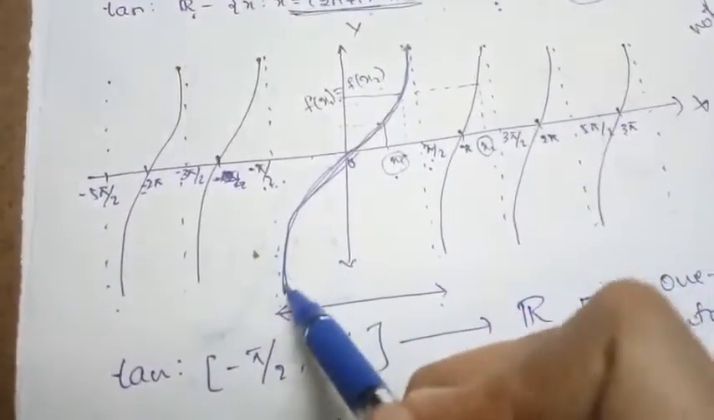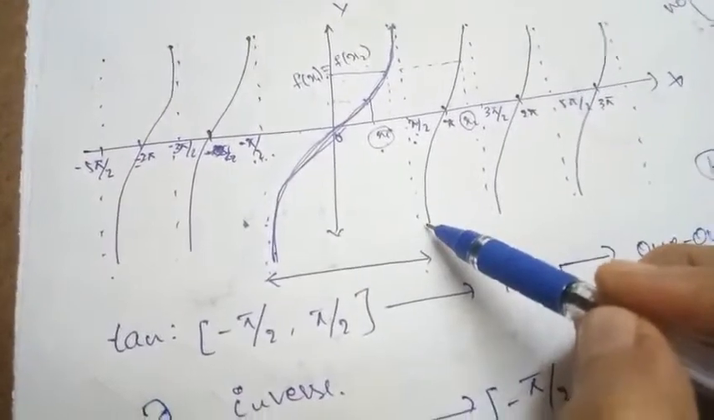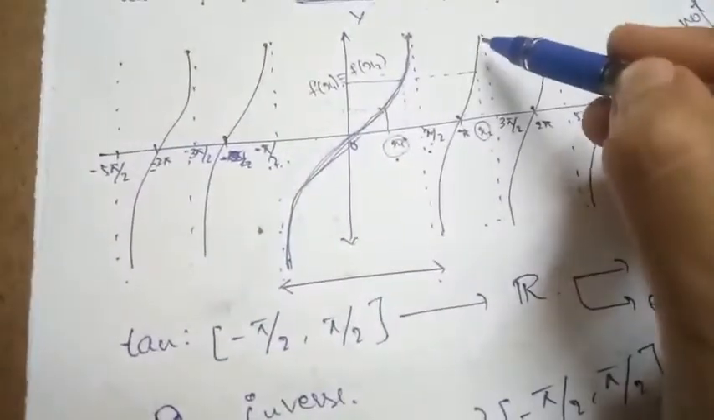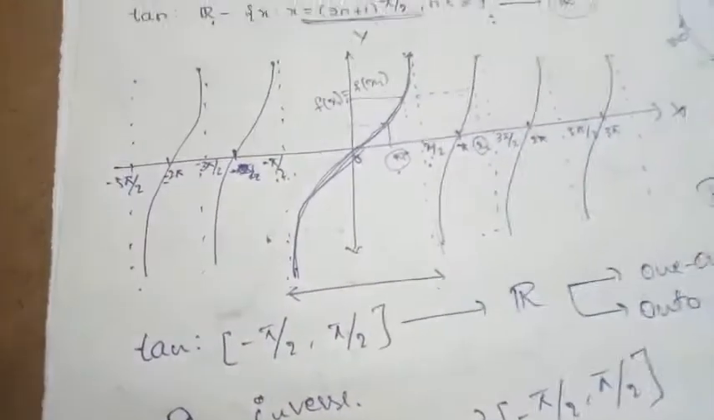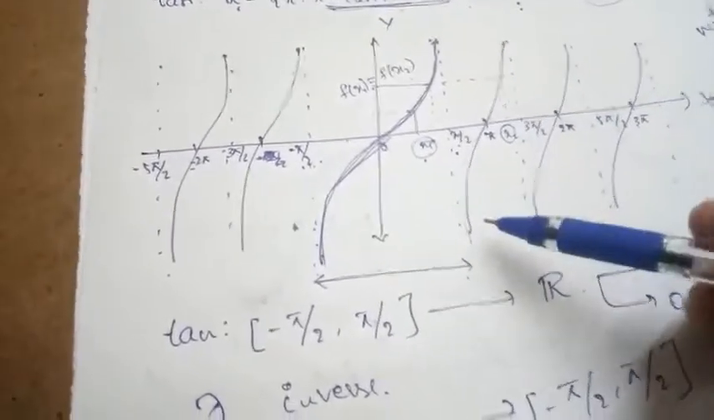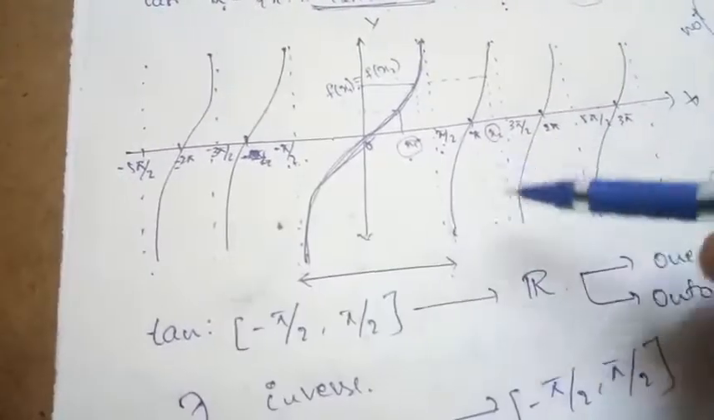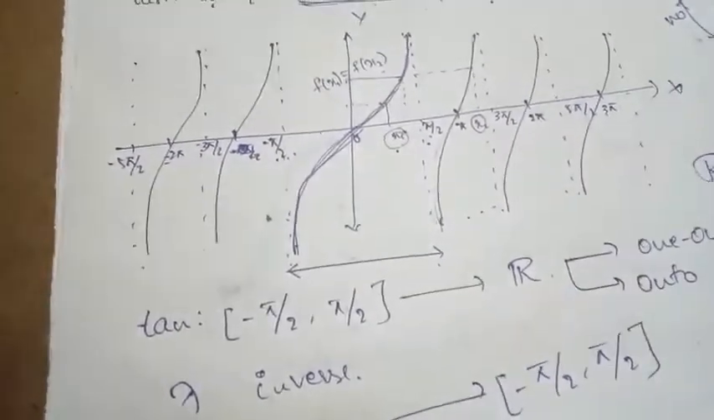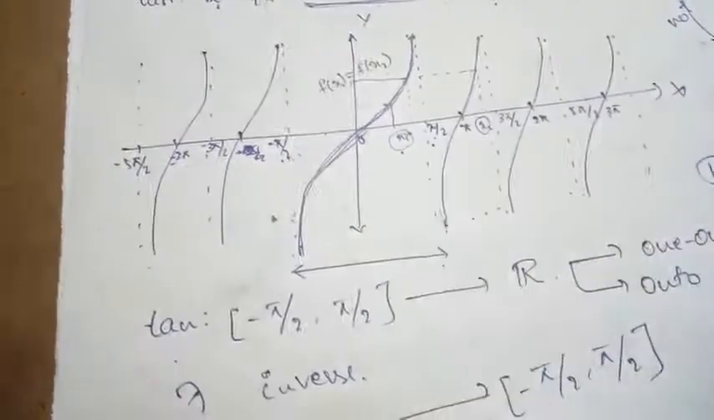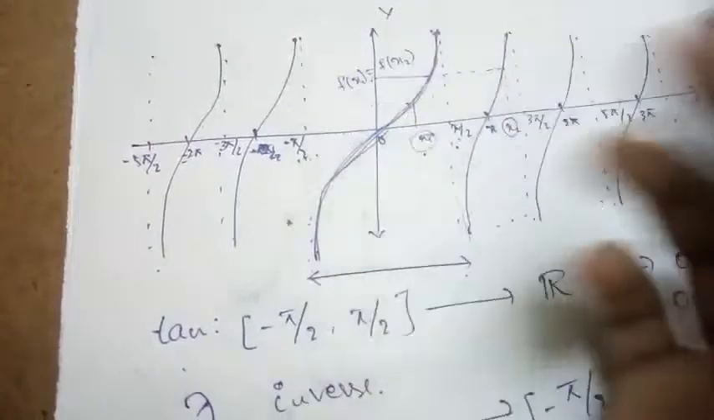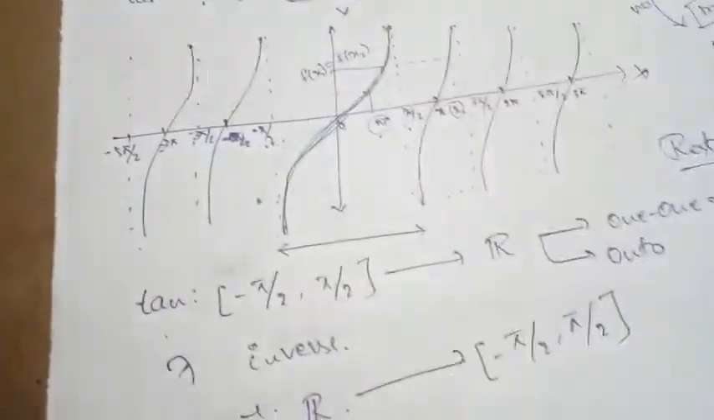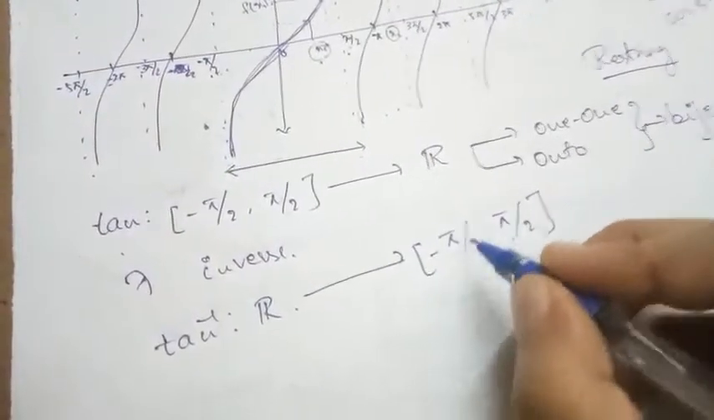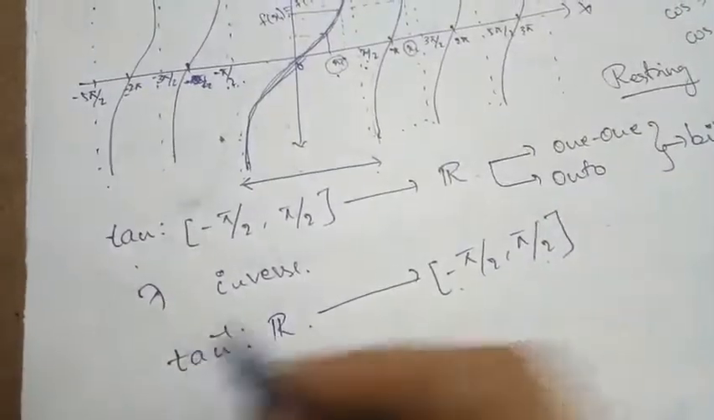Not only in the range minus pi by 2 to pi by 2, suppose I restrict the domain from pi by 2 to 3 pi by 2, at that time we are going to get this one as the graph. So at this time also, the tan function is going to become a bijective function. Suppose 3 pi by 2 to 5 pi by 2, also the tan function is going to become bijective. Suppose minus 3 pi by 2 to minus pi by 2, also the function is going to become a bijective function.